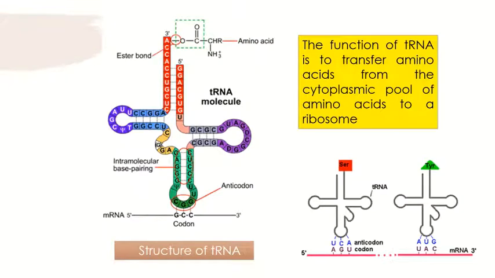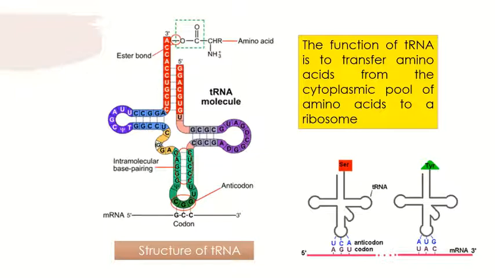This is a unit structure of tRNA. The function of tRNA is to transfer amino acids from the cytoplasmic pool of amino acids to a ribosome. So how do they work? First of all, let's have a look at the right side of our tRNA there. The one with the red box is the tRNA carrying serine, and the one with the green box is the tRNA carrying tyrosine.